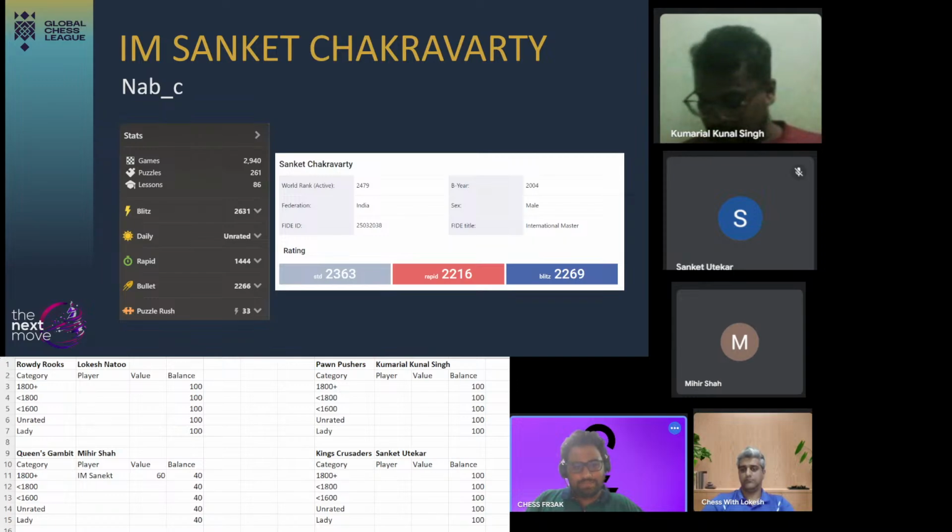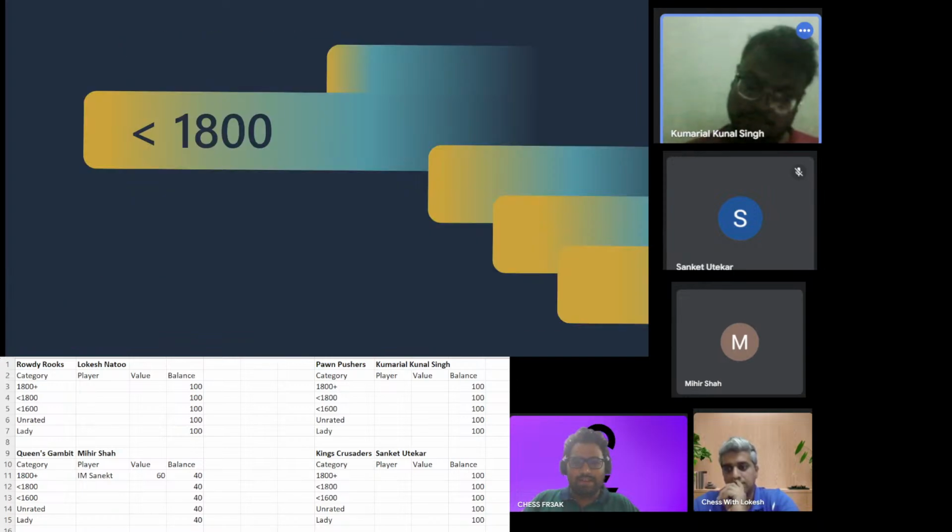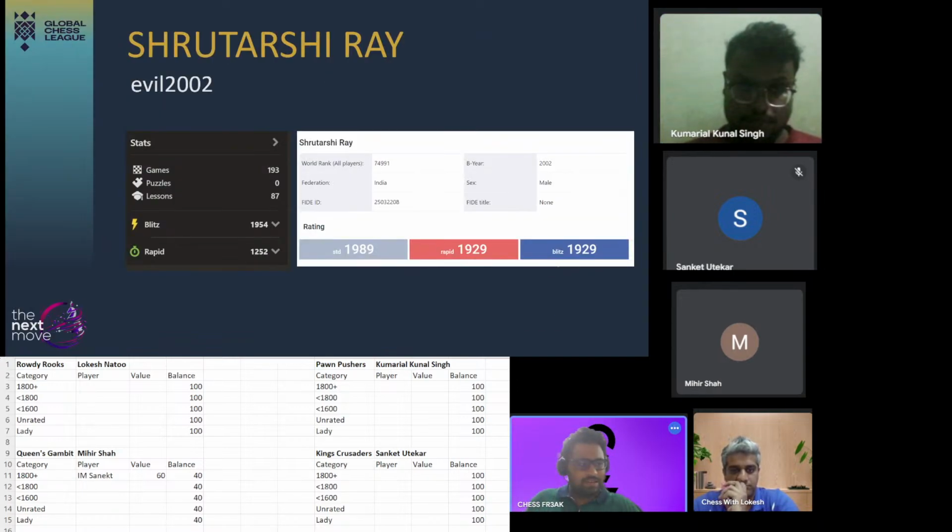Now moving on to the second player of today's auction. Let me open this chit. I have kept chit number 3 aside for a moment. It is player number 4. Who is player number 4? It is Shudarshi Ray. Player number 4, guys, coming up. So Queen's Gambit cannot bid for this player anymore. We opened the bids for the other three teams: Lokesh Natu, Rowdy Rooks, Kunal Singh, Pawn Pushers, and Sanket Utekar, King Crushers.